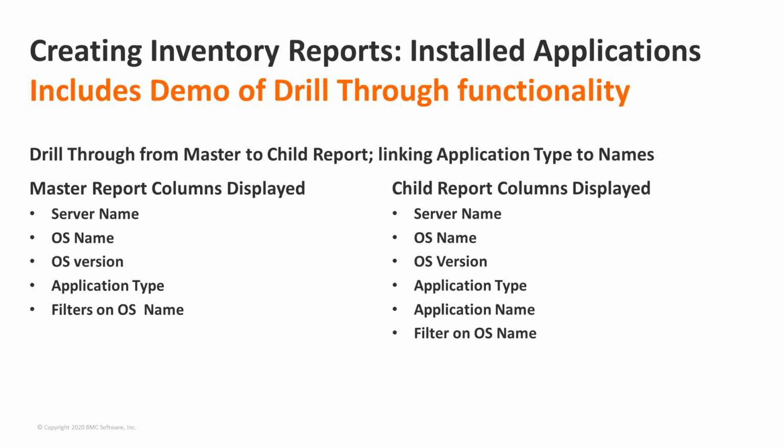Creating inventory reports for installed applications. This report includes a demo of drill-through functionality. Drill through from master to the child report, linking application type to application names. Master report columns displayed: server name, OS version, application type, with filters on OS name. Child report columns displayed: server name, OS version, application type, application name, with filter on OS name.